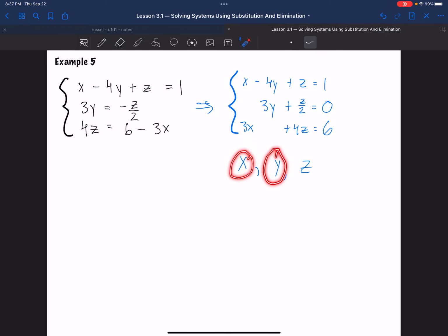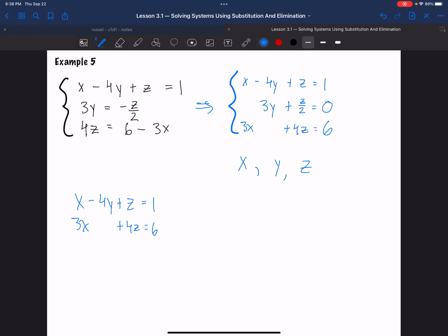Choose x or y. That's actually the better choice for this example, although your choice doesn't really matter a whole lot. I noticed that x and 3x are most easily created to be an additive inverse. With 4 and 3, I would have to multiply those by each other to get 12 so that they'll add. That's just more work. So what I'm going to do is take the first equation, x minus 4y plus z equals 1, and the third equation, 3x plus 4z equals 6, and I would like to eliminate x.